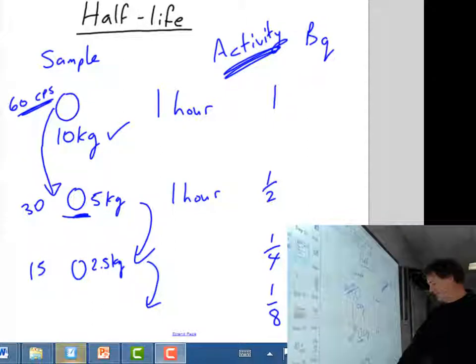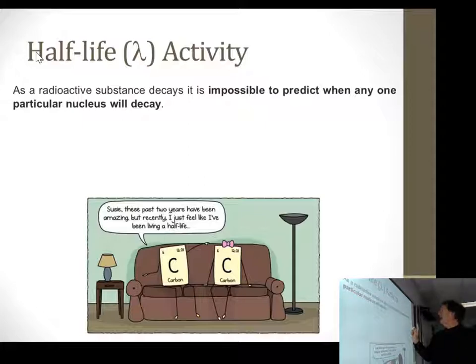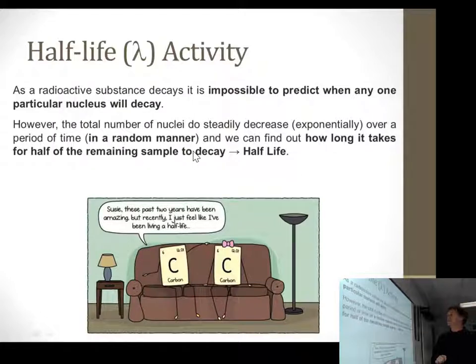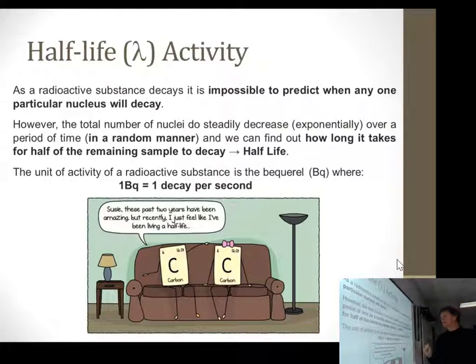Okay, so let's have a look at that. As I said, it's impossible to predict when any one part of a substance will decay, but we can get an idea of the total number of nuclei steadily coming down over time, and that's the half-life. It is a random process, so it's not exact from one measurement to the next, but it's an average. And you can find out how long it takes for half of it to decay by looking at the activity coming down and graphing that. So that's the way you do it. The unit of activity of the substance is measured in becquerel, 1 decay per second.